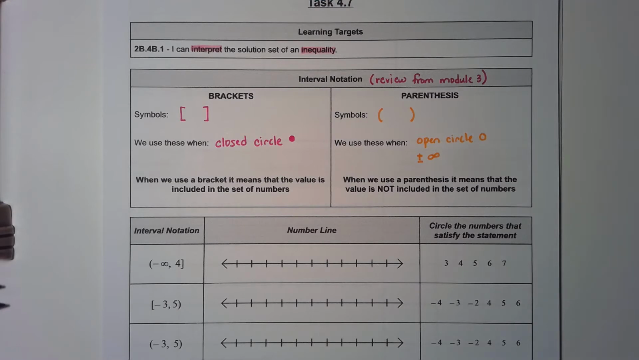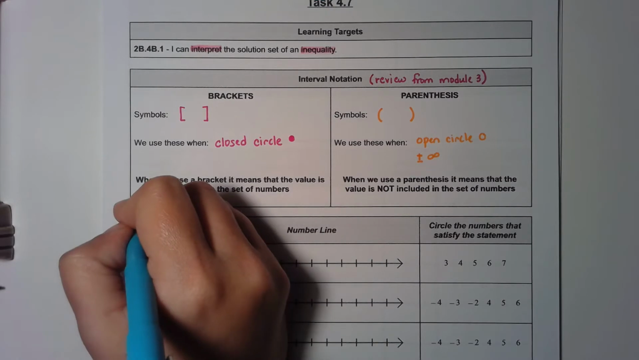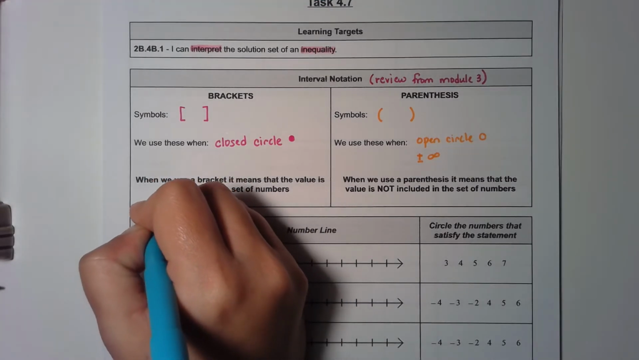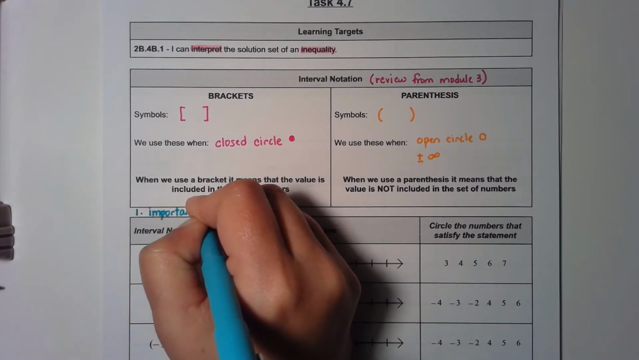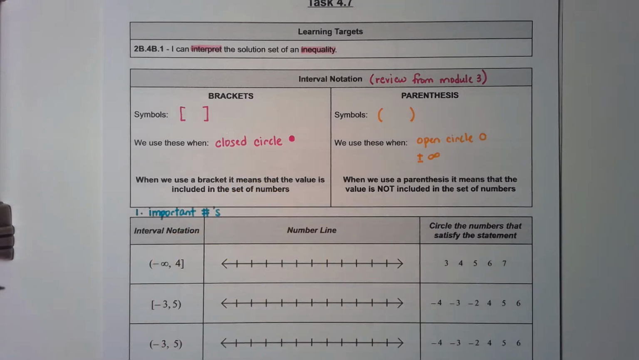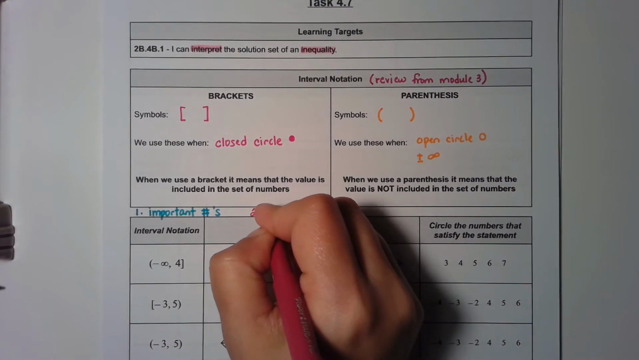Now, what we're going to start with today is looking at how to take interval notation and make a graph, or how to take a graph and write that in interval notation. So there are three important steps to making a graph. The first important step to making a graph is to label the important numbers on your graph. The second step to making a graph is to decide whether it is an open or a closed circle.